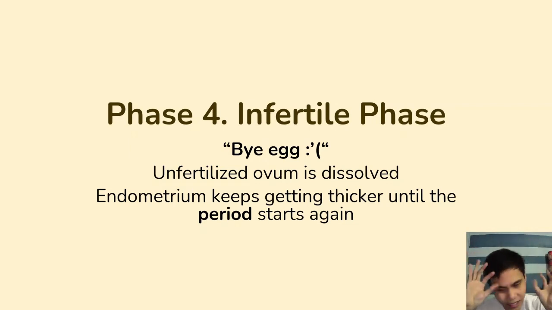Again, it's like a runaway reaction. The hormonal control keeps making it thicker, but since there is no baby or embryo to make use of all of these resources, that thickening of the endometrium will eventually lead to, again, phase 1, which is the menstrual flow, when the engorged endometrium has to be torn off again.